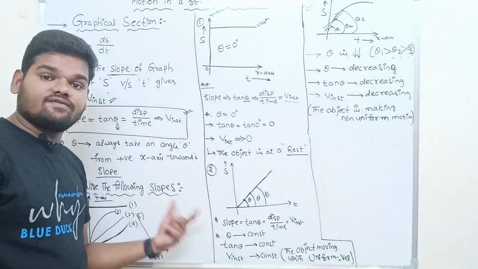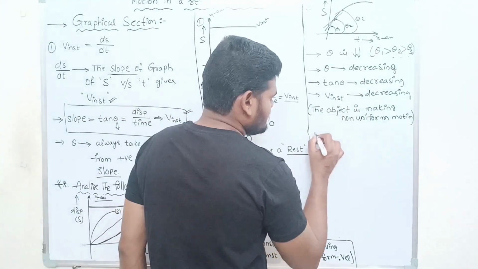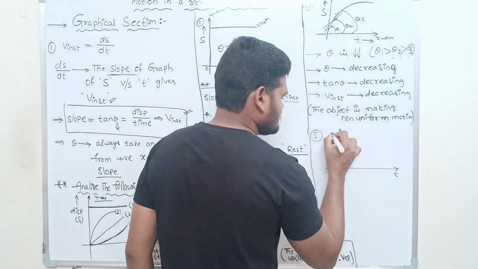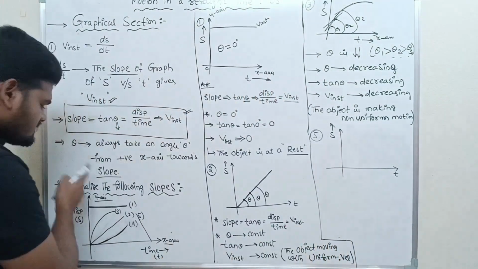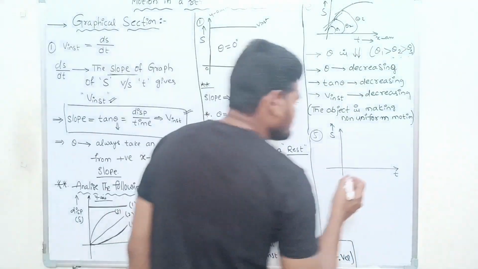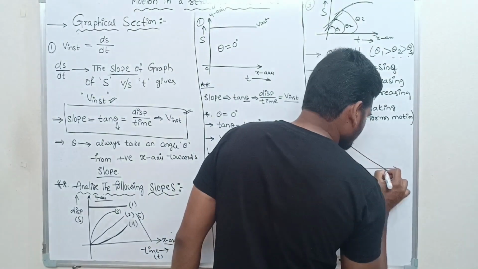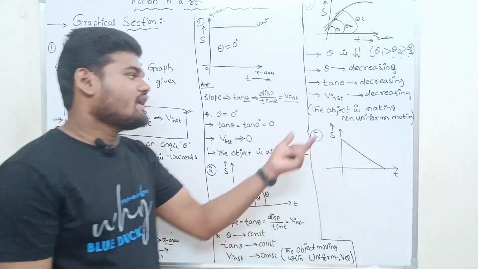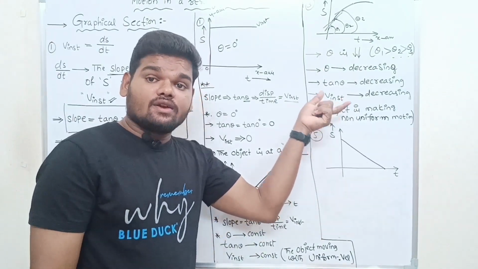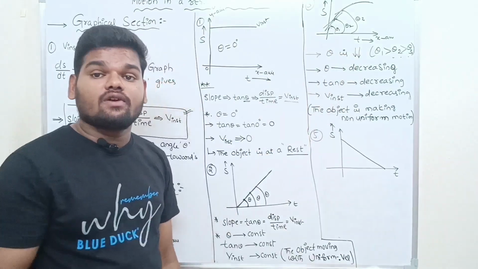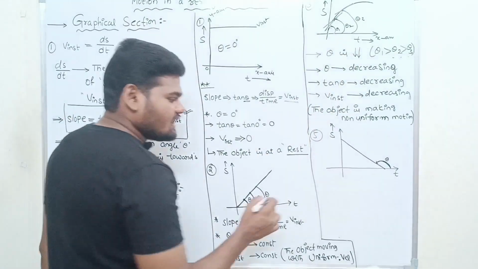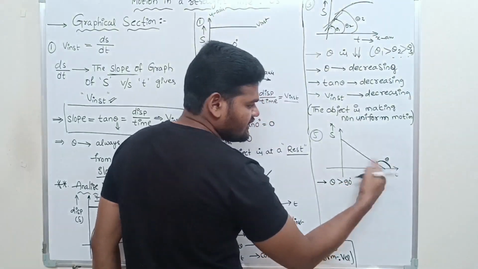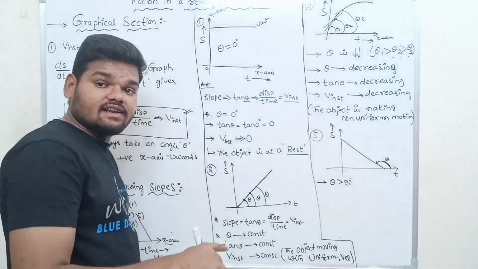Right. So let us see the fifth slope. Have a look. What is the fifth slope they have given? This is time, this is displacement. So the fifth slope is like this. I'm just taking the slope like this. So what do we have to find? We have to find the instantaneous velocity. To find the instantaneous velocity, we have to analyze the angle theta. It is clear that angle theta is greater than 90 degrees.